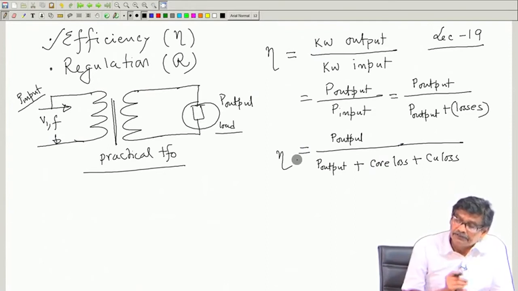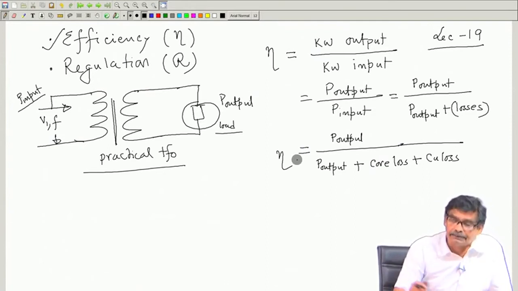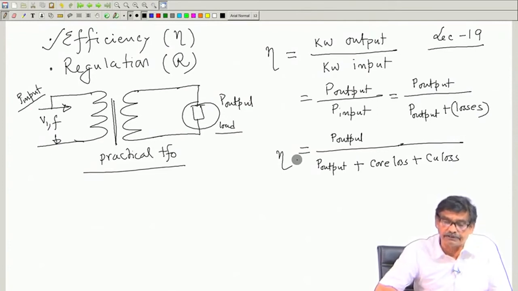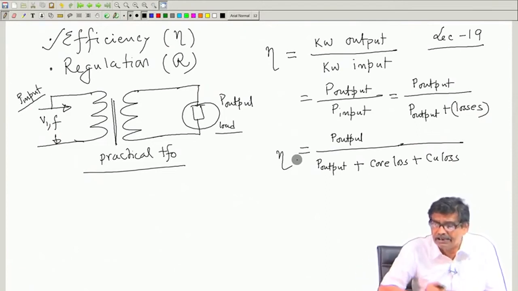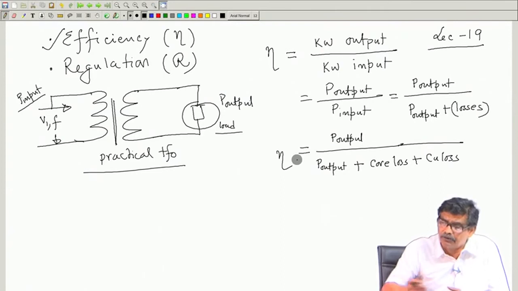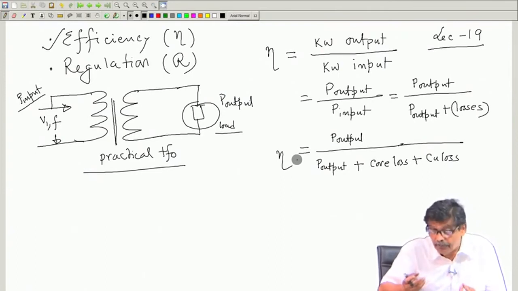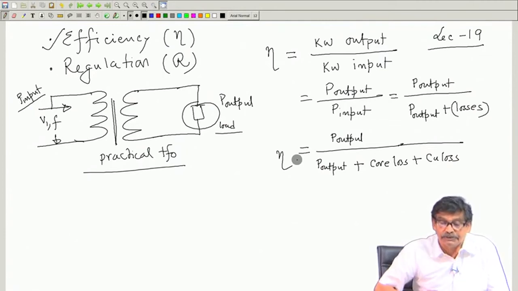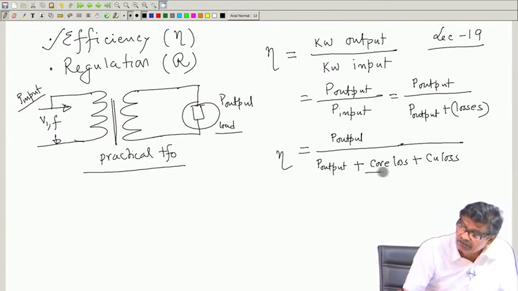So these losses are there, therefore, efficiency will be less than 100%. Of course, as I told you, in a very well designed transformer, efficiency may be as high as 99%. Because it is a static machine, no friction loss, I mean windage loss, these things will be absent, only core loss and copper loss. Windings will become hot, core will become hot in normal operation, at rated condition. Now, let us see the losses first.